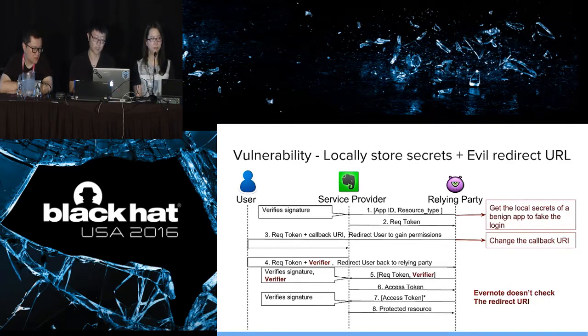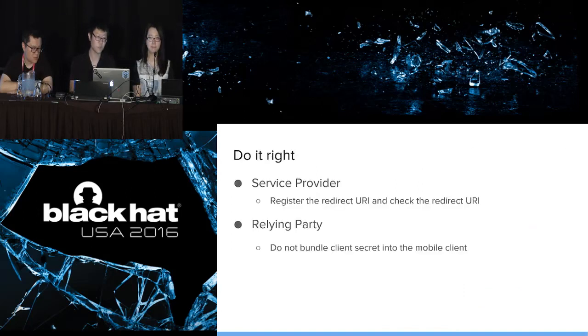So then the attacker gets a verifier. The attacker also has a secret. It can make a legitimate signature out of the request token and verifier and get a legit access token, and access users' resources. So how to do it right? We'll talk about what the relying party should do. Now, store the client secret in the mobile application, and for the service provider, register the callback or redirect URL and check whether they match the registered one.